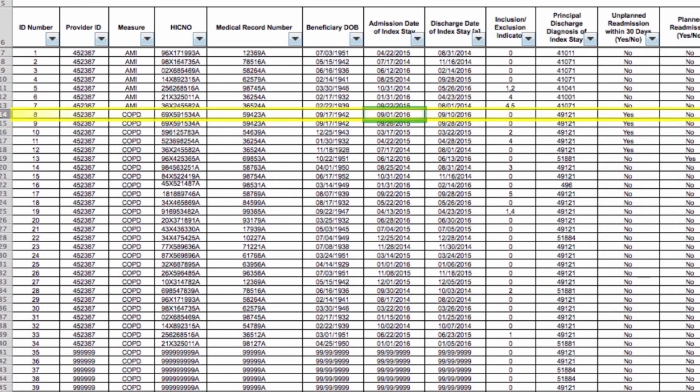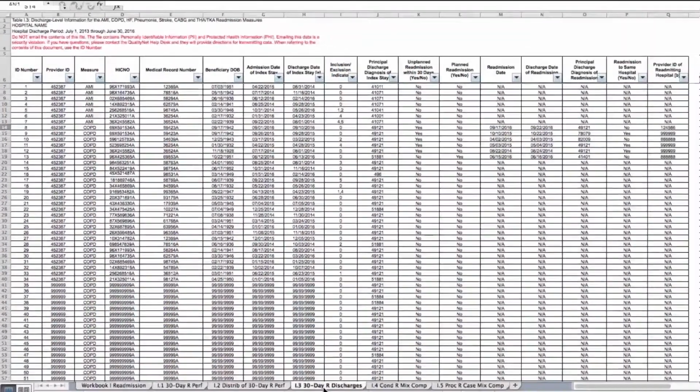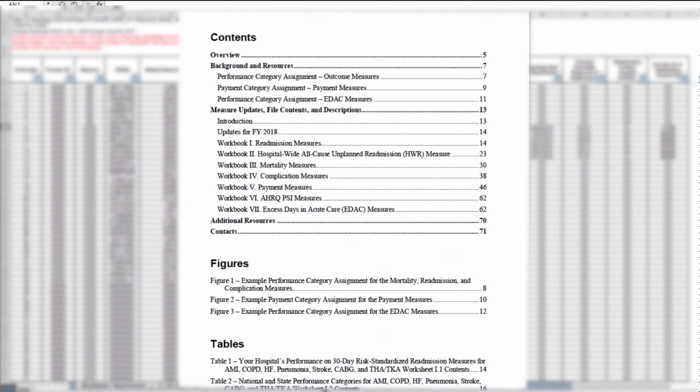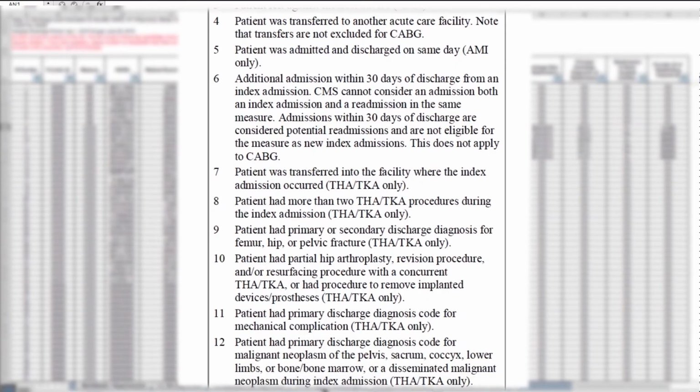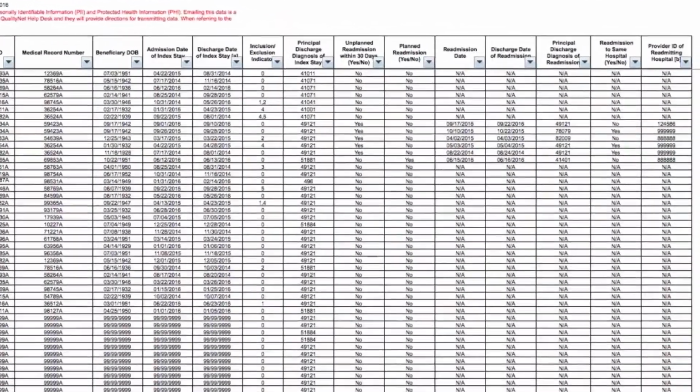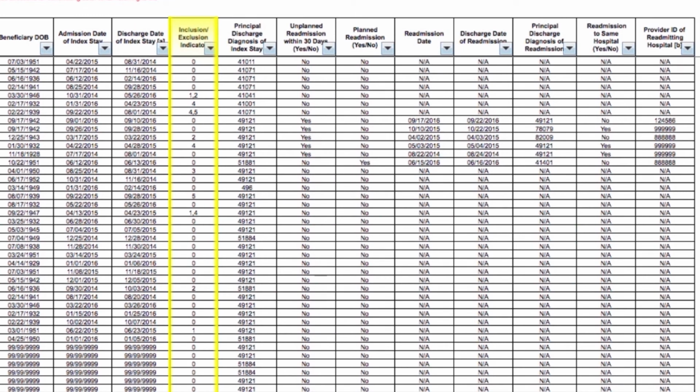Yeah, the first time they were admitted on September 1st and discharged on September 10th. And since the inclusion-exclusion indicator is 0, this means that they were not excluded from the measure and will be included in the calculation. Wait, how did you know what the 0 meant? Great question. The HSR comes with an HSR user guide that describes what all the numbers stand for in the HSR. Not every admission in this tab is included in our measure. Only those with a 0 in this column are actually being included. Everyone else is excluded, and each number corresponds to a different reason for exclusion.